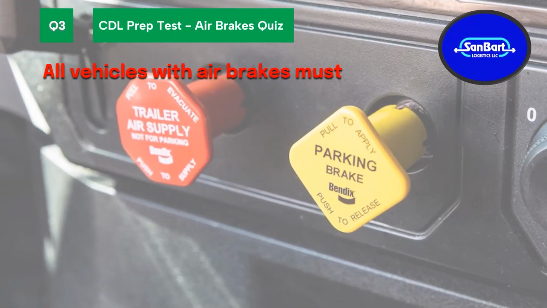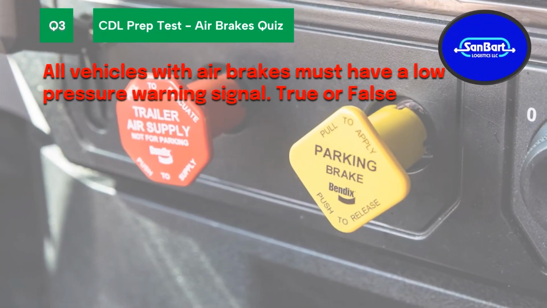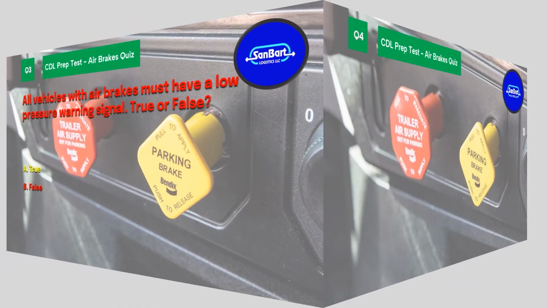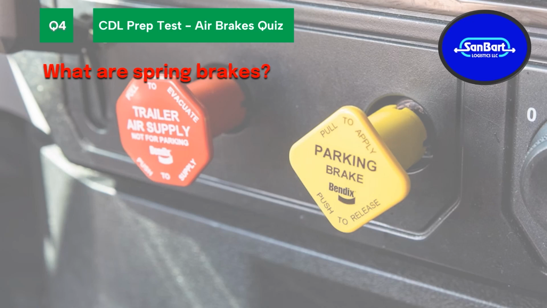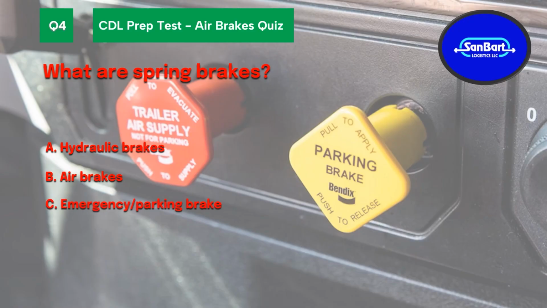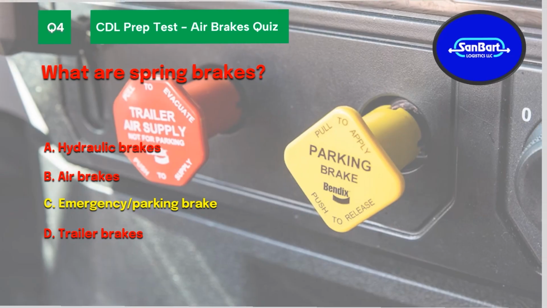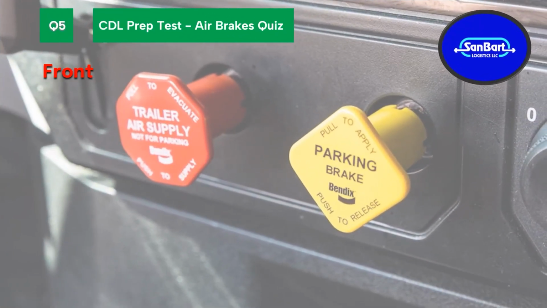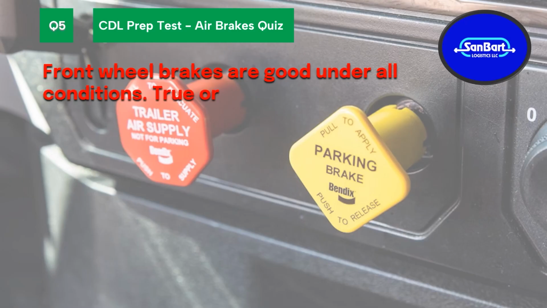All vehicles with air brakes must have a low pressure warning signal. True or false? The correct answer is A. True. Question 4. What are spring brakes? A. Hydraulic brakes. B. Air brakes. C. Emergency/parking brake. D. Trailer brakes. The correct answer is C. Emergency/parking brake.